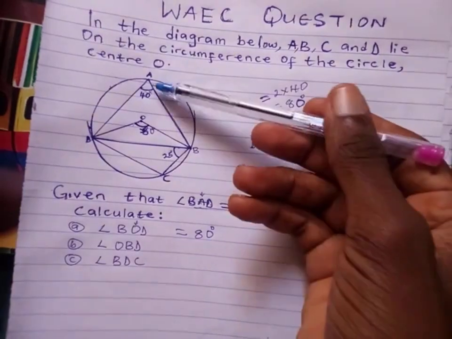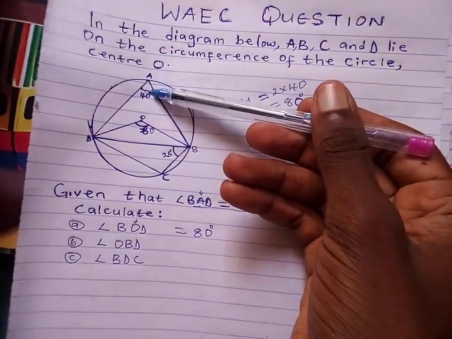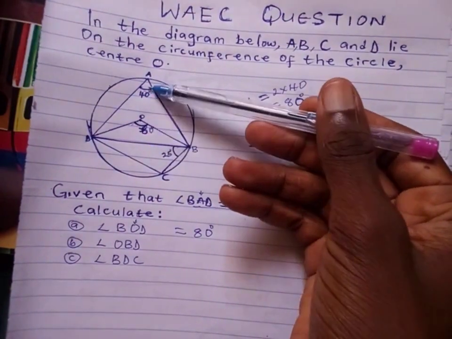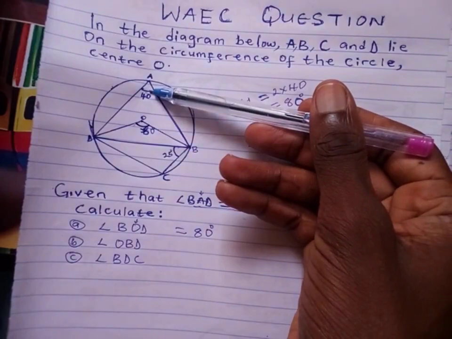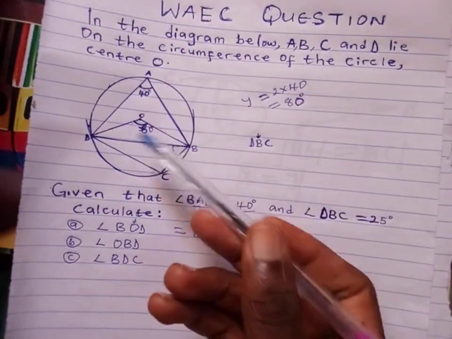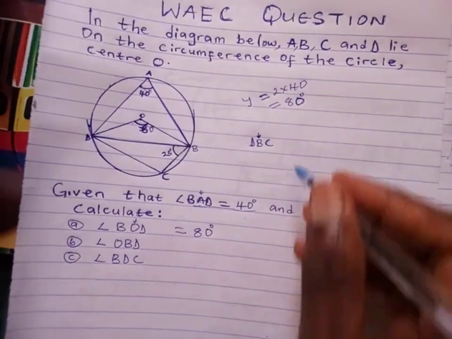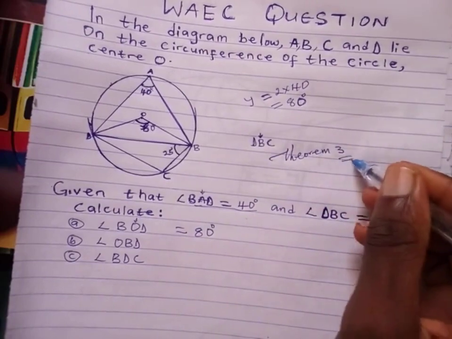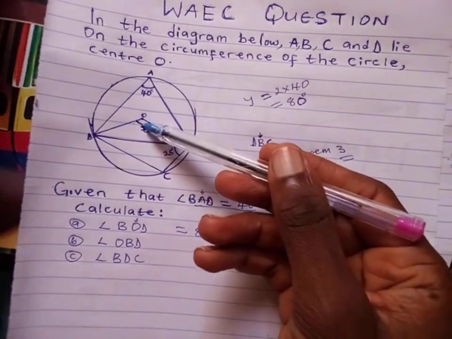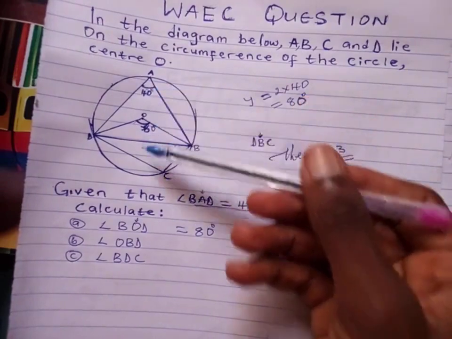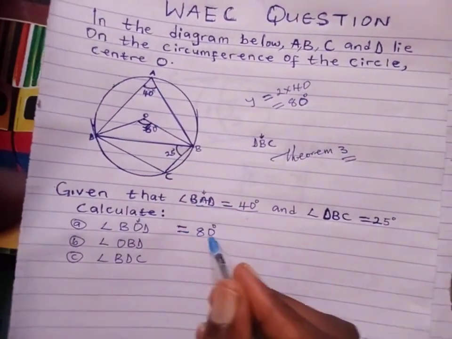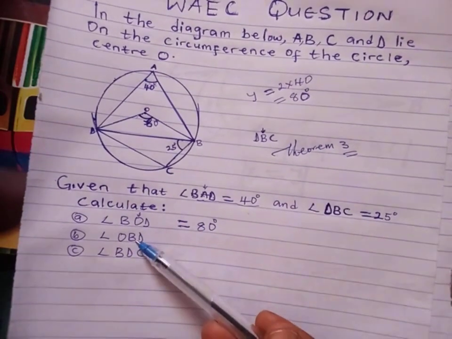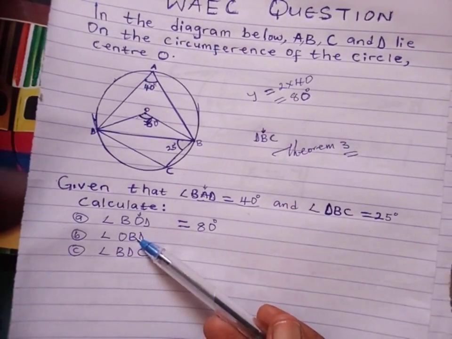All right, that the angle at the center is going to be 2 times the angle at the circumference. That is what the law states. The angle at the center is going to be 2 times the angle at the circumference. So that is why we multiply this by 2, because circle theorem number 3 states that the angle at the center is 2 times the angle at the circumference. So the angle here is 80 degrees. All right, now let's find out how to calculate this next question.